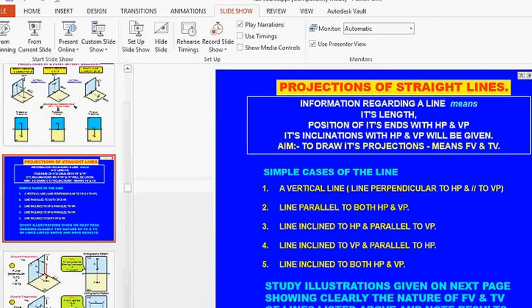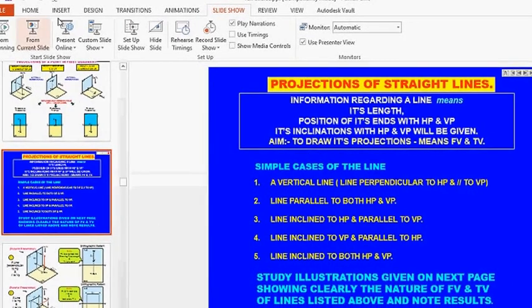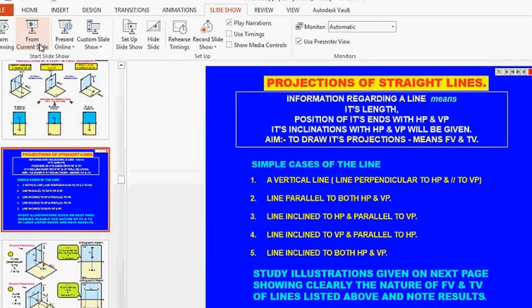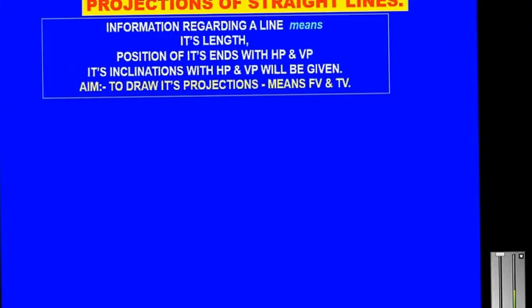Next, I will give you an idea about the projections of straight lines. So now you know what is the meaning of projections and how to project a point in different quadrants: first quadrant, second, third, fourth quadrant. And if a point is on a reference plane, then how to project that point. So the different cases are analyzed. Then next, we will discuss the projections of straight lines.